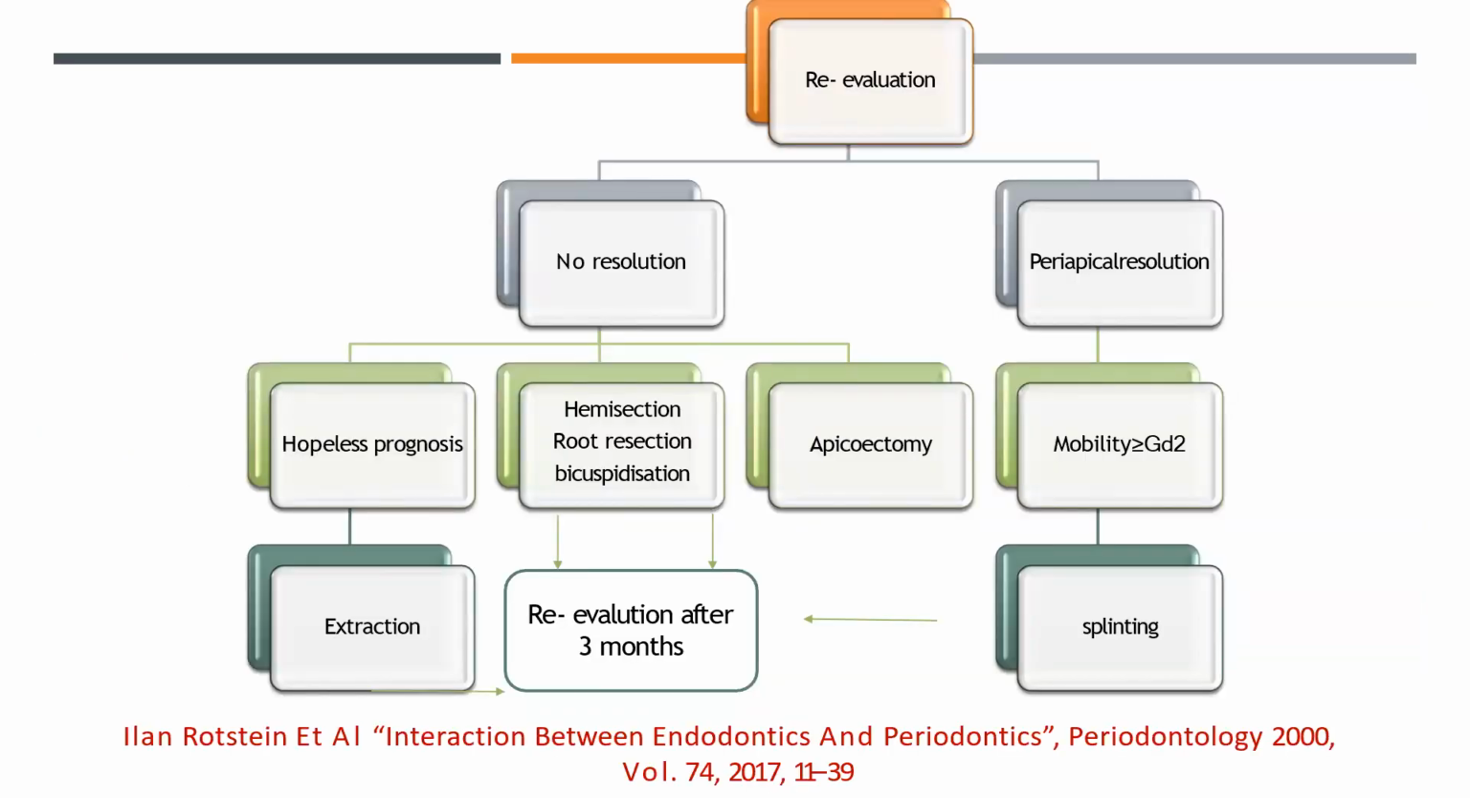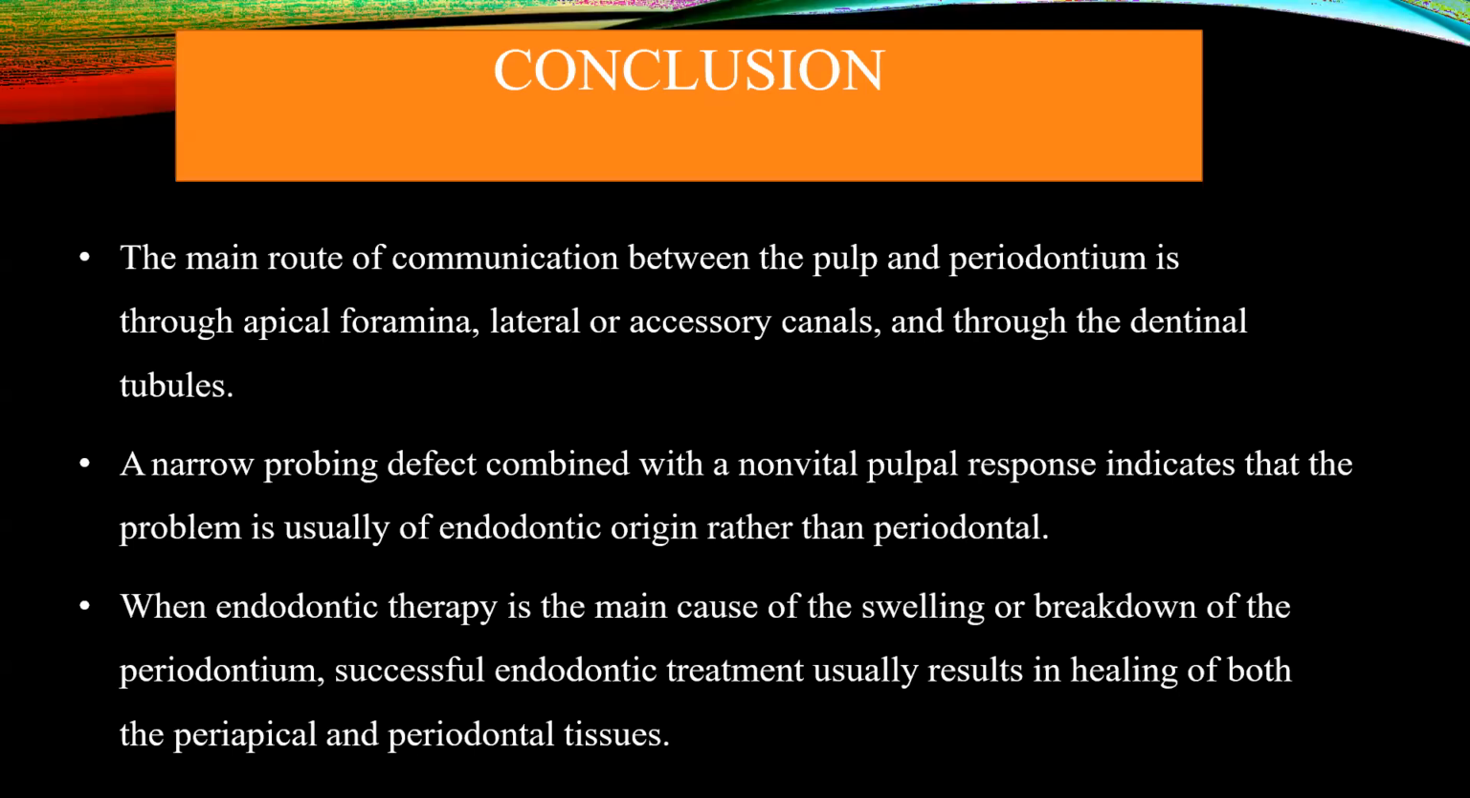Now, what could be done during a reevaluation period? If there is no resolution of the apical lesion and if it is a hopeless prognosis, we can indicate the tooth for extraction. And in other cases, we can go for hemisection, root resection, and bicuspidization, which should be reevaluated after 3 months, or we can go for apicectomy. And if there is periapical resolution, we can retain the teeth. And if there is any mobility greater than or equal to grade 2, we can go for splinting followed by reevaluation after 3 months.